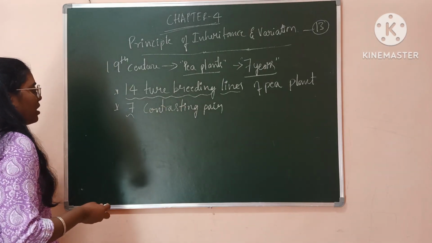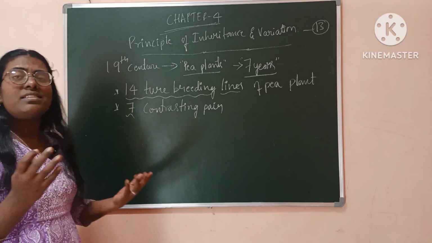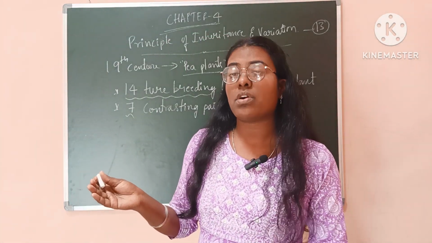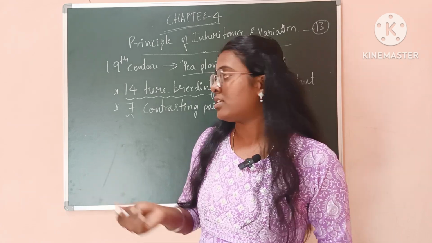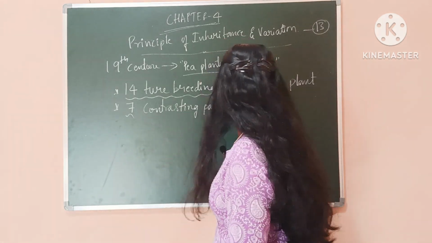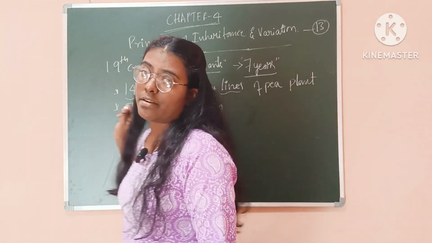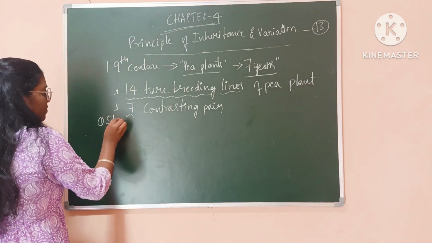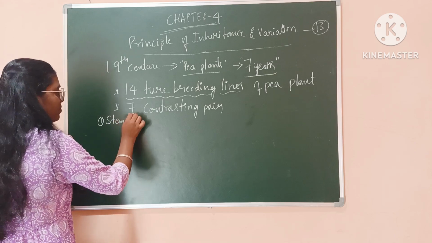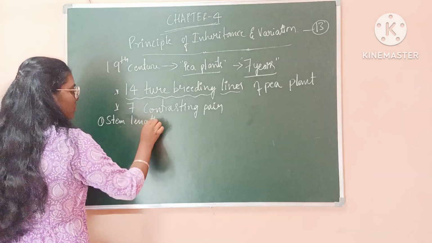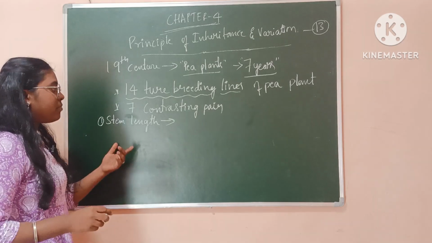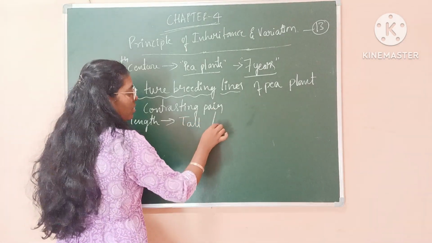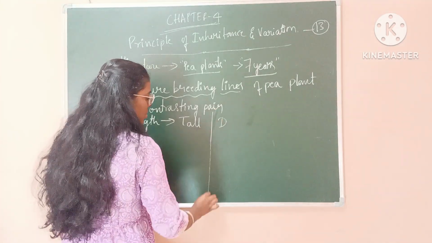So which are those contrasting pairs? Contrasting means opposite, like white and black, that is contrast. Like that, there are 7 contrasting pairs of pea plant that Mendel selected. The first one is stem length. In stem length we have two contrasting characters: it might be tall or it might be dwarf.